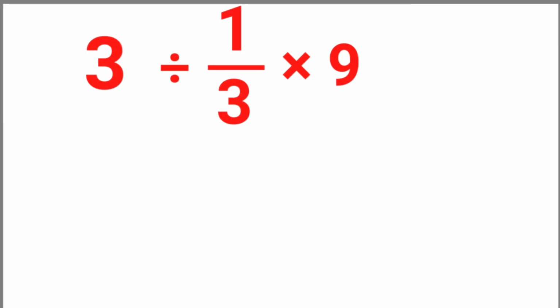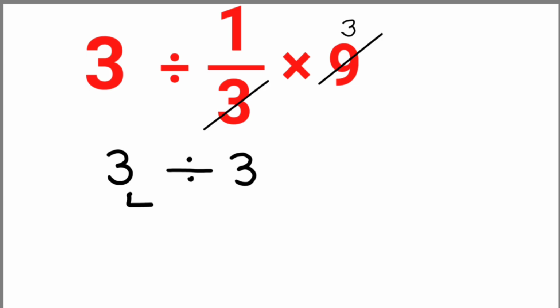Hello, look, that question 3 and 9 are cancelled. And here we will get 3. So we will get 3 divided by 3, which will be equal to 1. And 1 will be our answer.